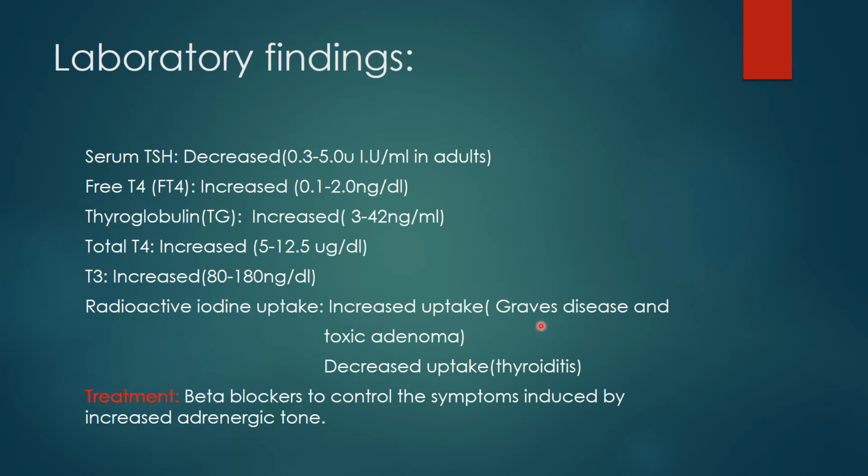Another test is the radioactive iodine uptake. It will show increased uptake in Graves' disease and also in toxic adenoma. However, in thyroiditis it will show decreased uptake, because in thyroiditis the cause is only the inflammation. Okay. How is it treated? Usually it is treated by beta blockers to control the symptoms induced by increased adrenergic tone. So most of the time hyperthyroidism is treated by beta blockers and by treating the cause which is behind the hyperthyroidism.